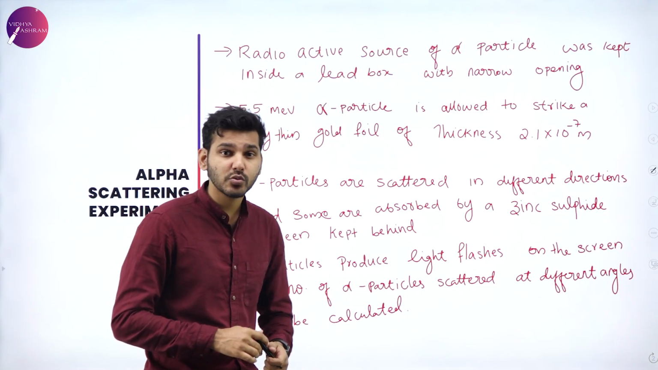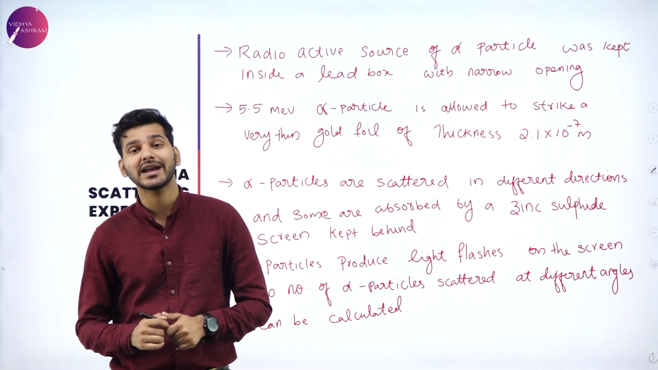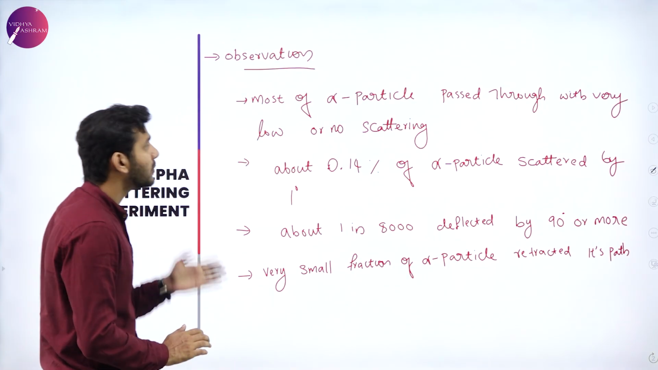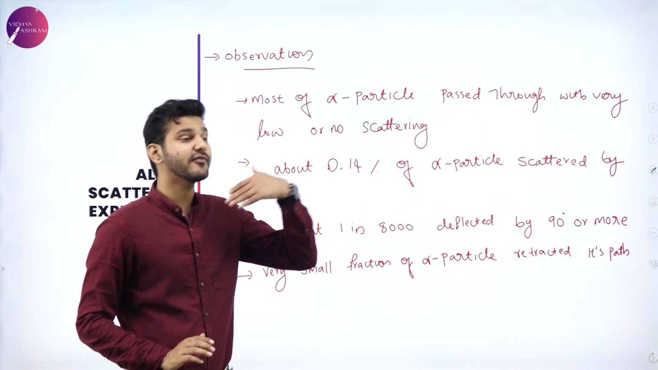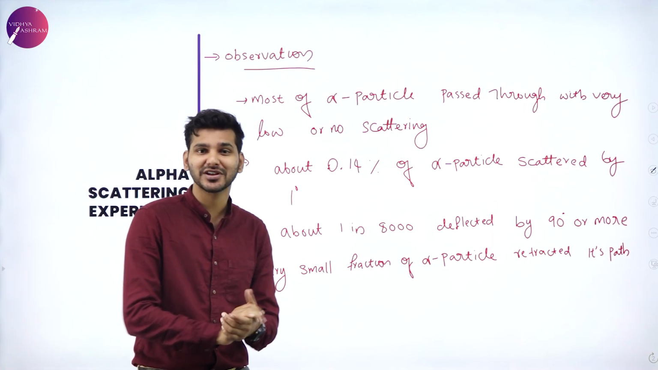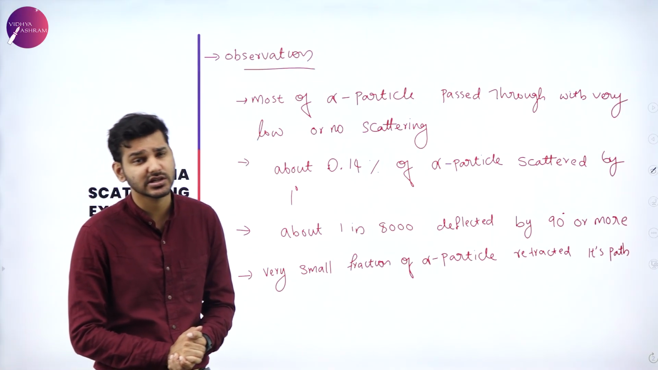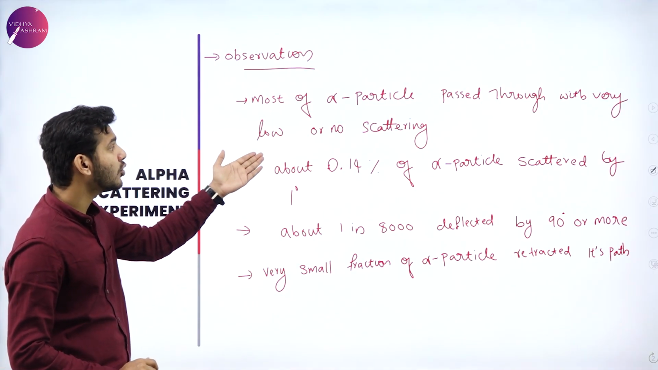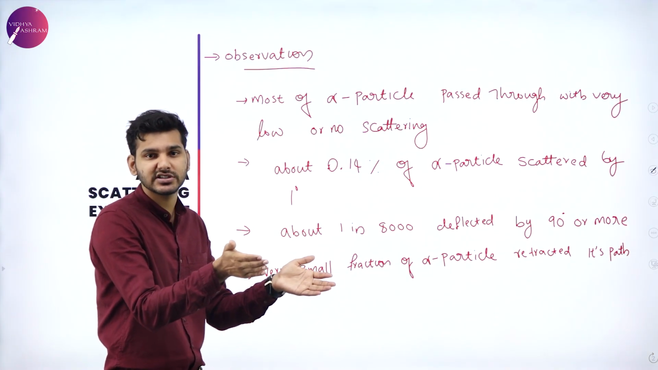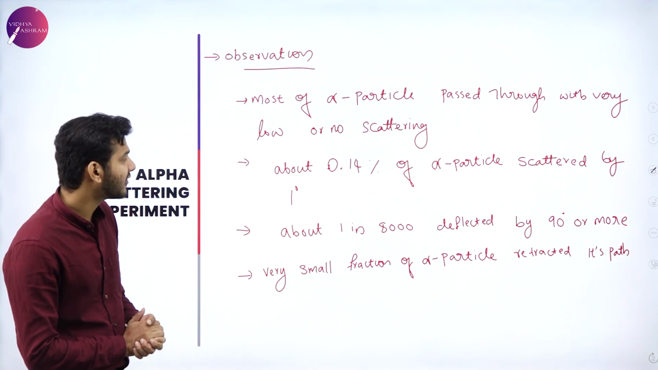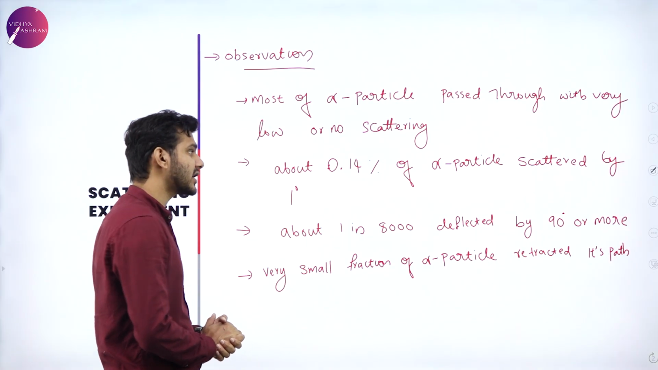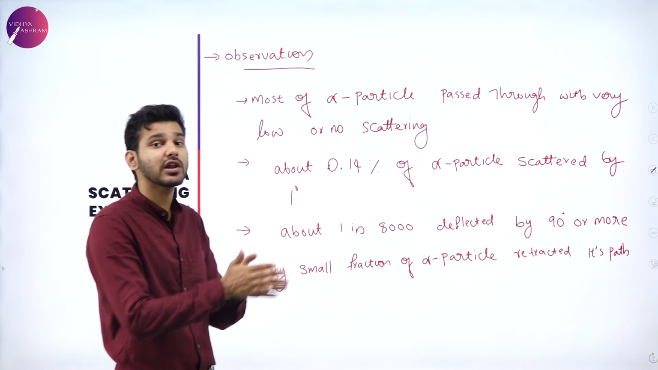And now we have to find out what the observation of this experiment is. So what were the observations? The observations were that most of the alpha particles actually went through the gold foil and struck the zinc screen behind the gold foil without any hesitation. That is, with low or no scattering at all. That is, they deviated slightly or not at all. That was the case for most of the alpha particles. And about 0.14% of the alpha particles scattered by an angle of 1 degree.